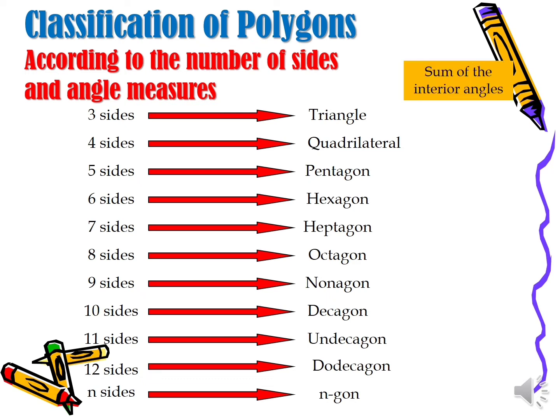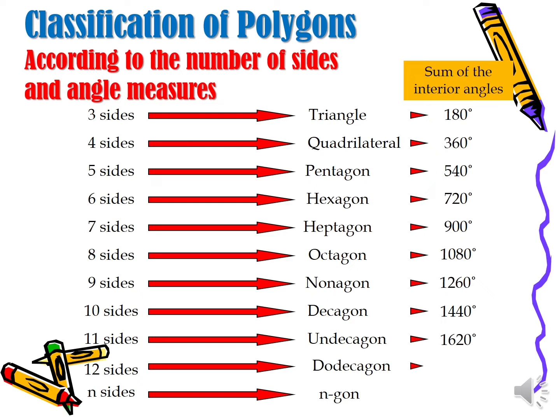For a 3-sided polygon or a triangle, the sum of the interior angles is equal to 180 degrees. For a quadrilateral, we have 360 degrees. For a pentagon, we have 540 degrees, hexagon, 720 degrees, heptagon, 900 degrees, and so on. As you notice here, we only add up 180 degrees for an additional side.